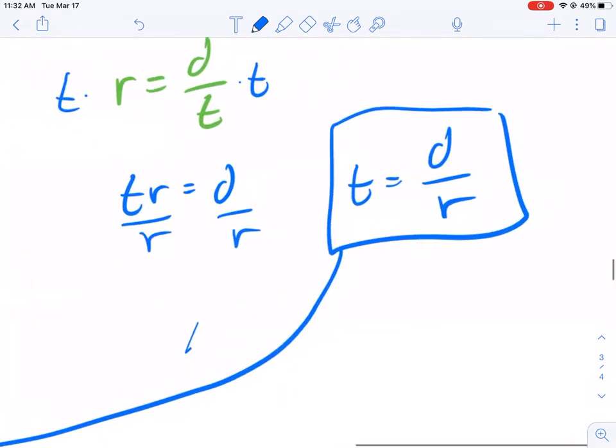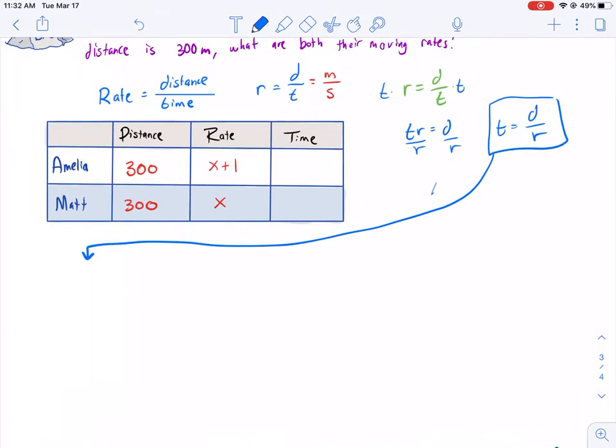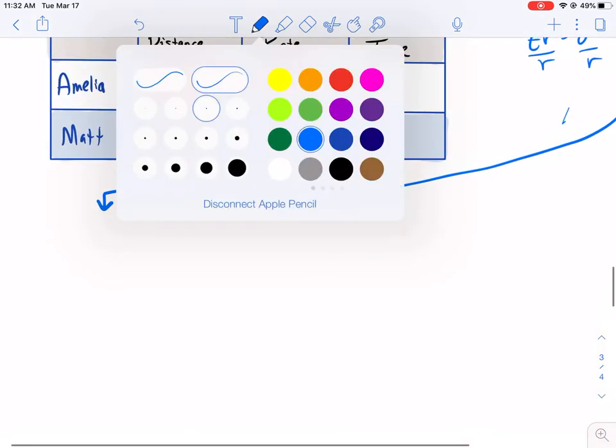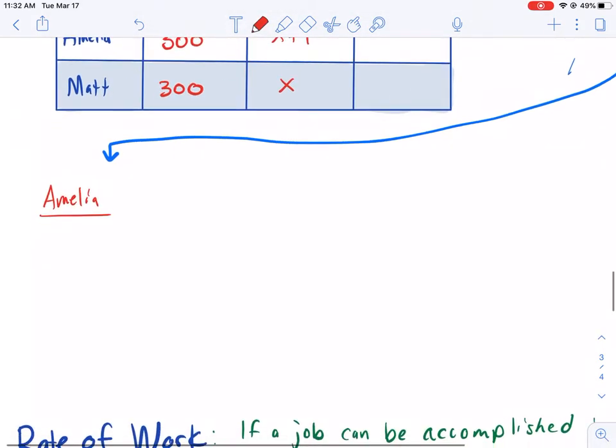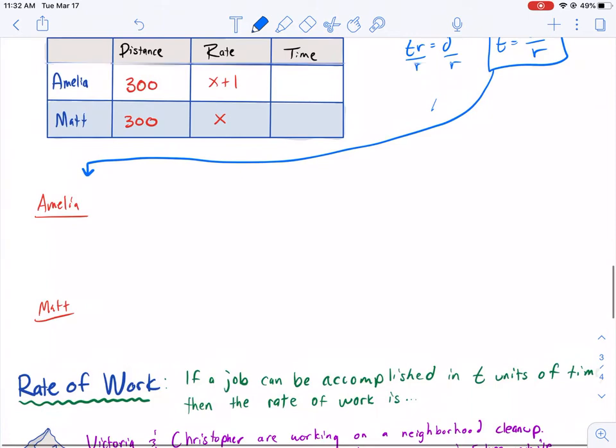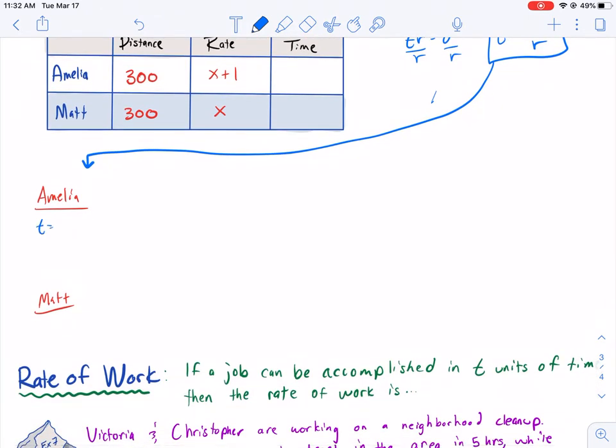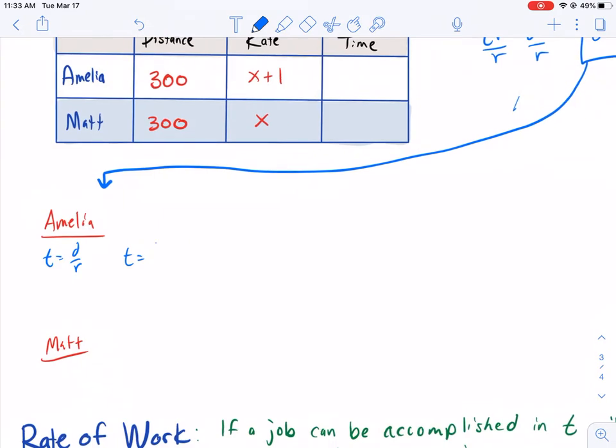We wanted to use the formula, which we manipulated from the rate formula, as t equals d over r, or time equals the distance divided by r. So now we're going to find both their times in regard to x. Here's Amelia, and here's Matt, and we're going to use the same formula for both. So t equals d over r. Now t, what we're solving for, equals the distance, 300, divided by the rate, x plus 1. So that is the time for Amelia.